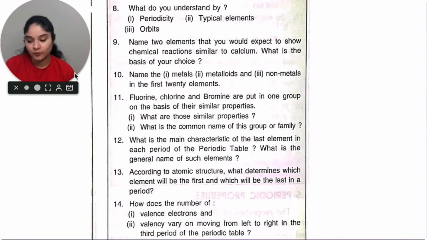of the periodic table. What is the general name of such elements? So the main characteristic is that they all have stable electronic configurations. They don't combine with anything, and the common name for them is noble gases or inert gases.